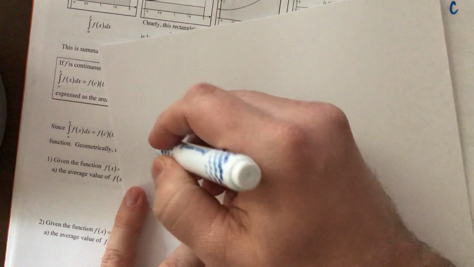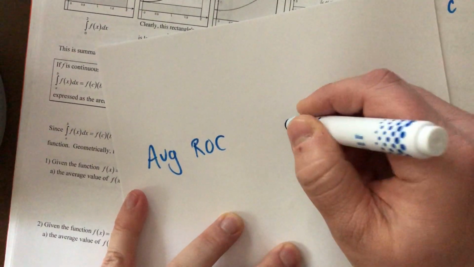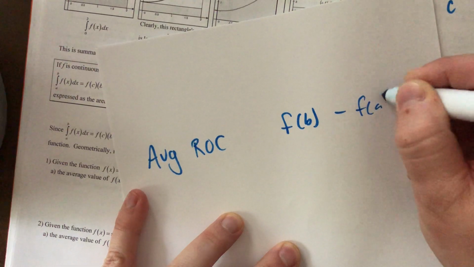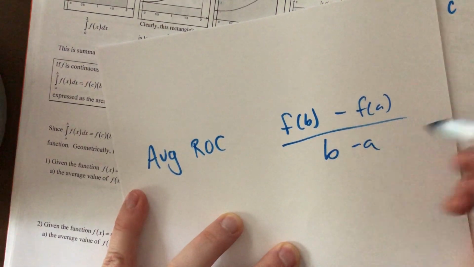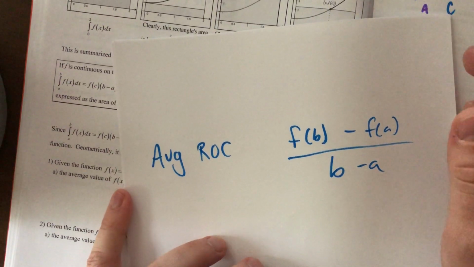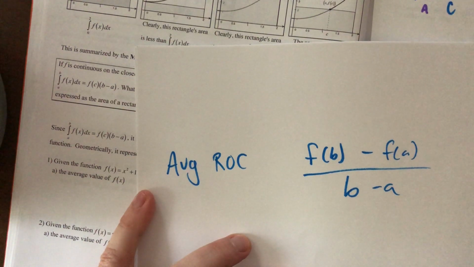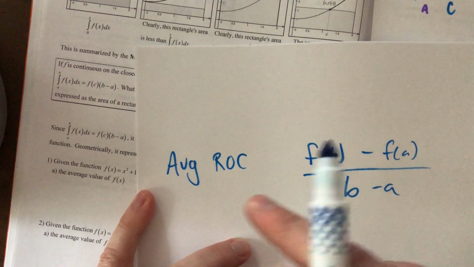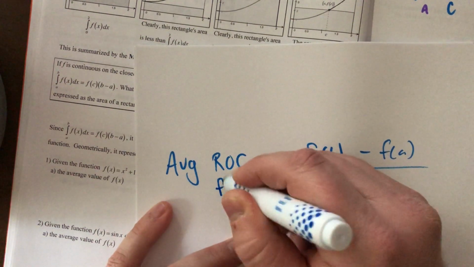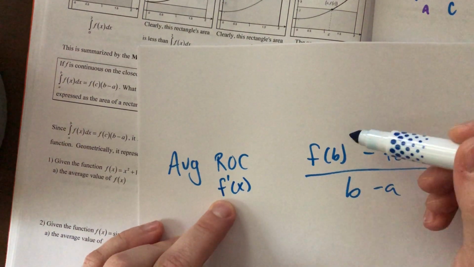So we know average rate of change, right, is f of b minus f of a over b minus a. I'm going to derive a formula right now. You are not required to memorize this derivation or anything. So average rate of change. Well, rate of change, we normally call that f prime, right? So if we want average f prime, we use this.